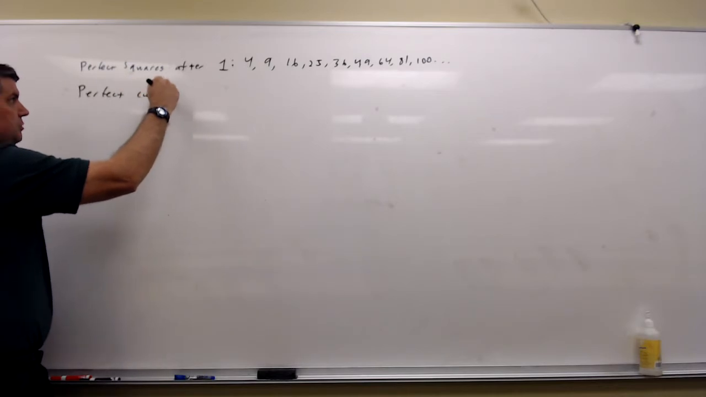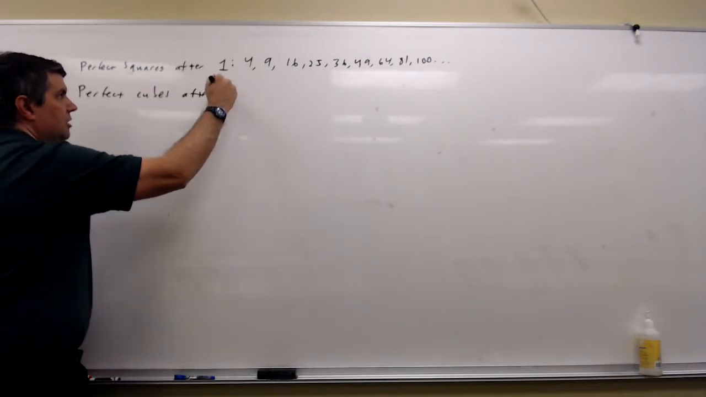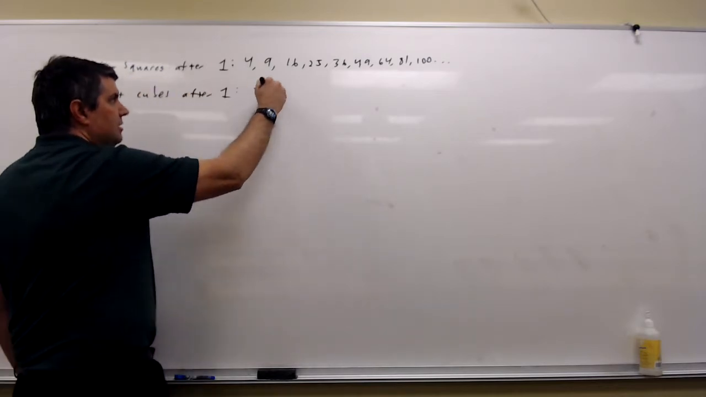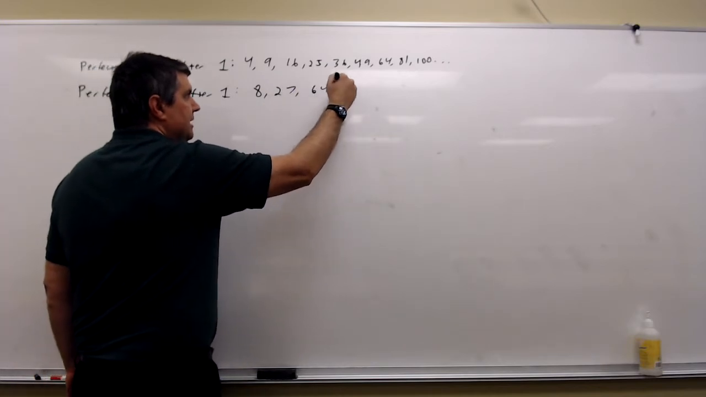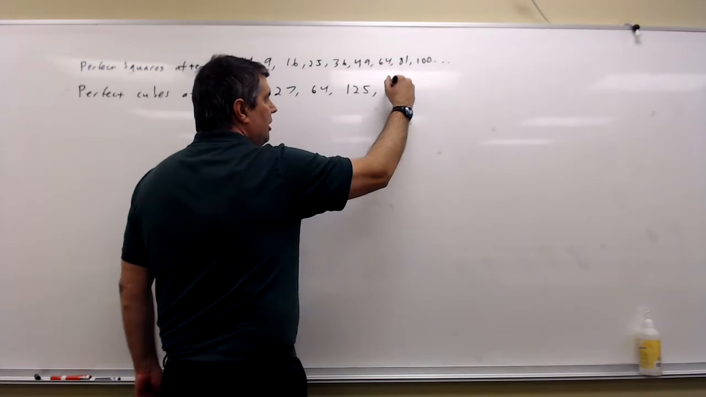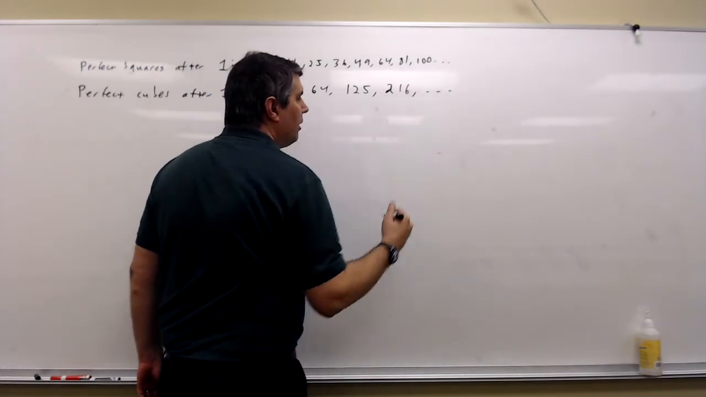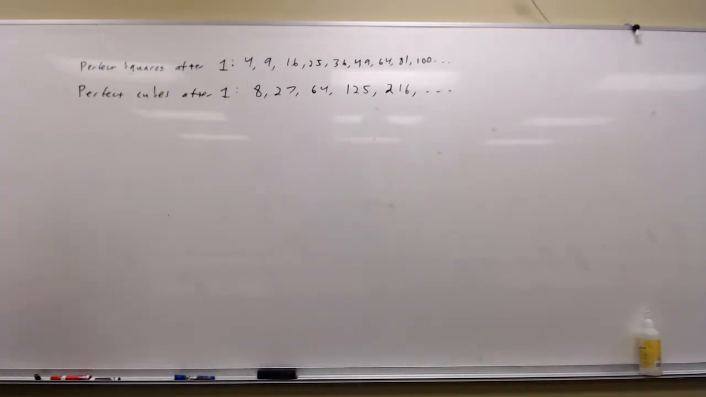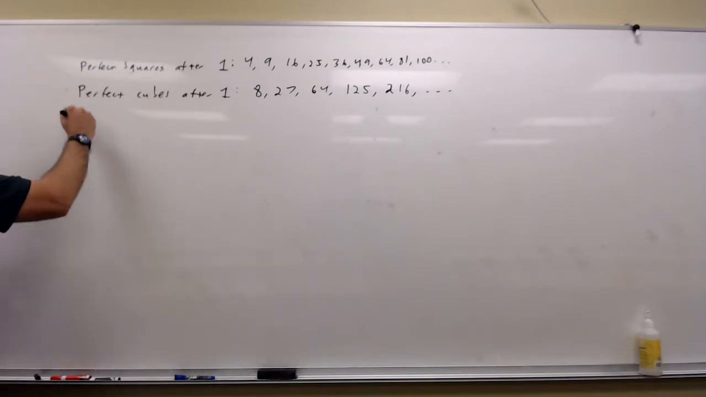Perfect cubes after 1: 8, 27, 64, 125, 216, and so on. Okay? I'm not going to put any more of those on the board. Now, facts.